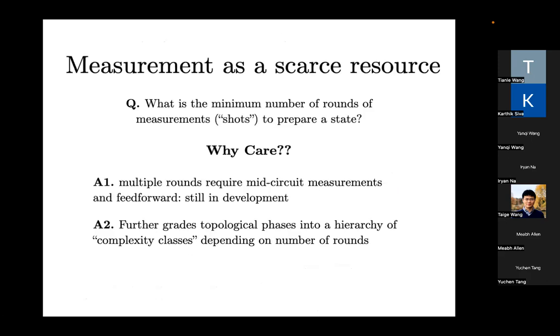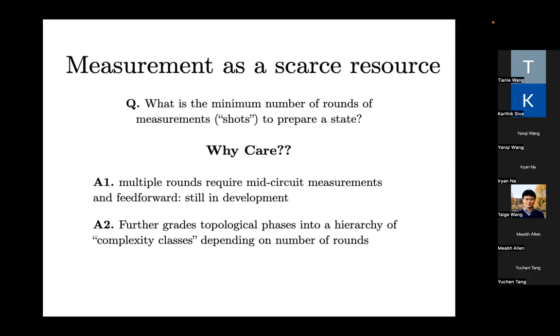So one can ask now, what if we want to use measurement as a scarce resource? It would be great to minimize the number of measurement rounds, because in current devices you have to use mid-circuit measurement, and that's still in development, especially this feed-forward feature, where knowing your measurement outcome informs what you do in the next step. People are still developing that, and not all platforms have this yet. So it'd be great to minimize this.